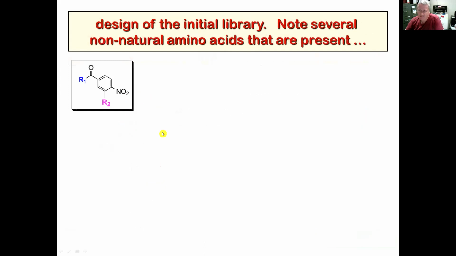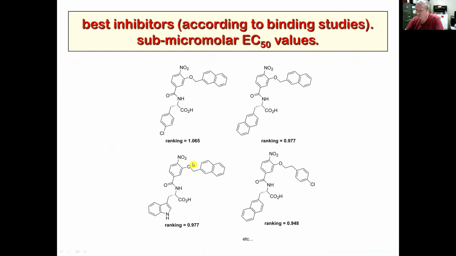Okay. So what does their library look like before we were involved? These are the products. These are the best of the best. And they had submicromolar EC50, so kind of like 500 nanomolar or something like that. And these are not natural amino acids, right? Chlorobenzene is not a natural amino acid. Naphthalene is not a natural amino acid, et cetera, et cetera. But the big thing was that these aromatic things were good, right?